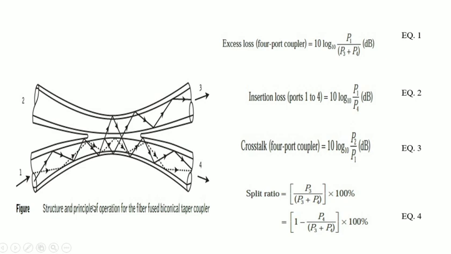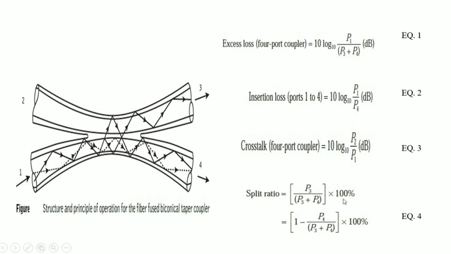Next, the fourth formula is the split ratio. This indicates what is the power coming at output port 1, that is 4, and what is the power coming at output port 3. If you add these two, we get the total power. So how much power is split here? Split ratio is measured in percentage. So the formula will be P3 divided by output ports P3 plus P4, or 1 minus P4 divided by P3 plus P4. Both formulas are the same.